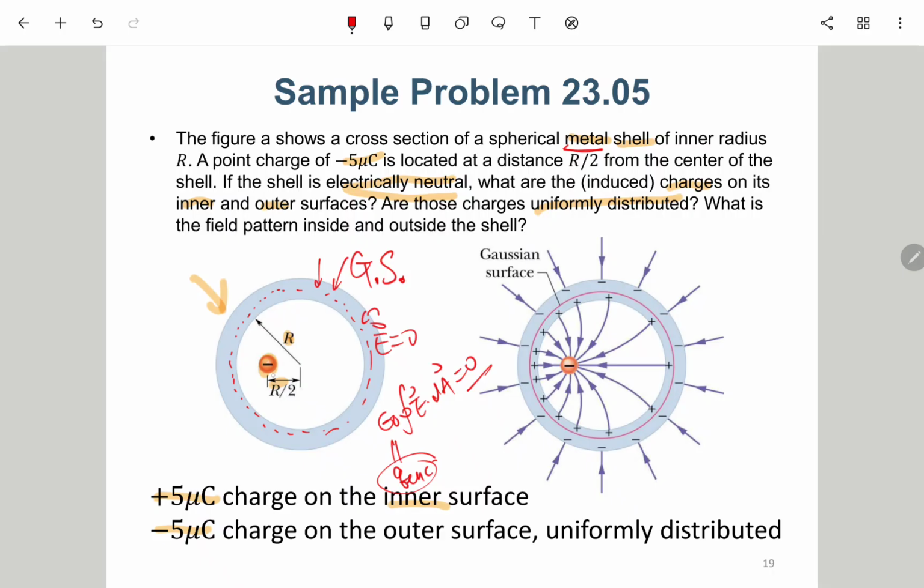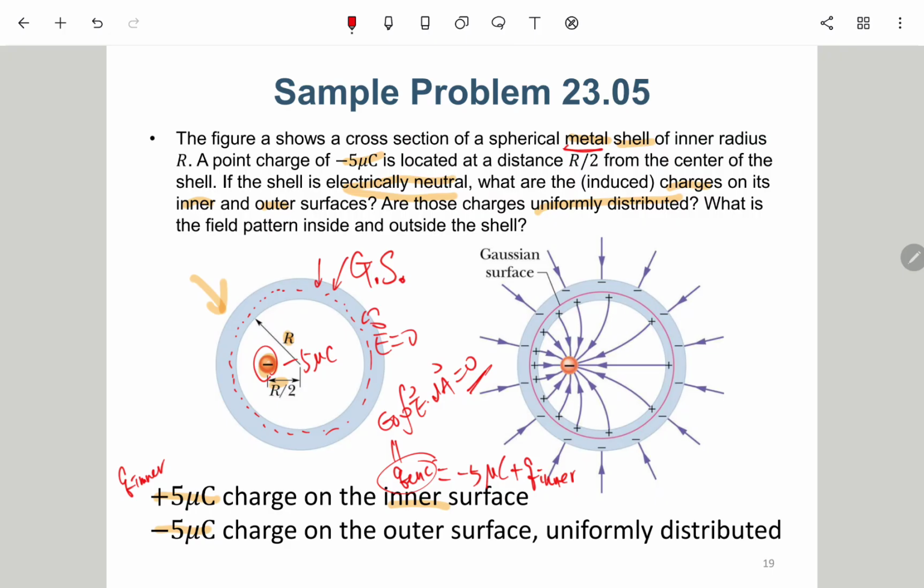So we have this negative 5 μC, and the inner induced charge, let's call it Q inner, should be positive. The Q enclosed turns out to be 0 because we have negative 5 μC plus Q inner equals 0. So Q inner must be positive 5 μC.